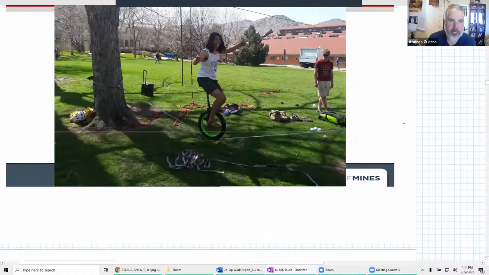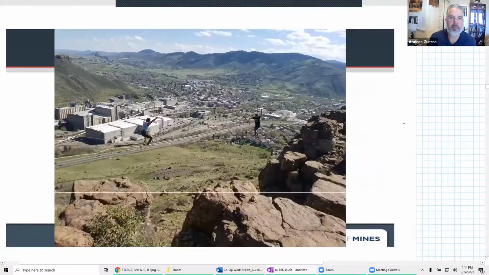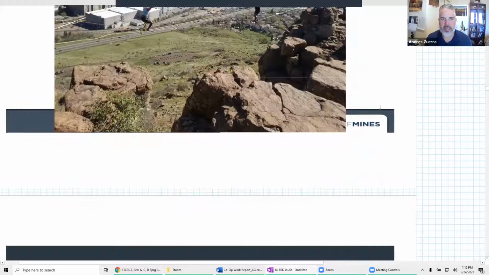And then a month later, Jacob sent me this picture, which is horrifying. It's super scary. They are tethered in, at least, but I thought this is such a super cool picture with them slacklining on North Table Mountain here. This is what Jacob was doing during finals week. I think he was using this to de-stress.